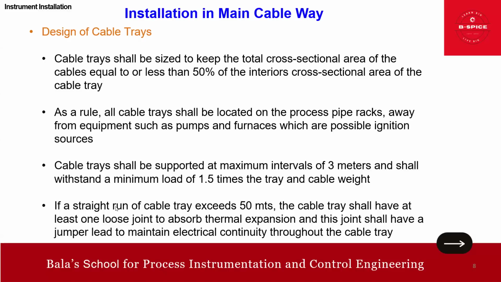And of course, if the straight run of the cable tray exceeds 50 meters, the cable tray shall have at least one loose joint. What for? To absorb thermal expansion, and this joint shall have a jumper lead to maintain the electrical continuity throughout the cable tray. You would have seen, right? See, there should be a loose joint, obviously, when it exceeds 50 meters. The main point is we should have a jumper lead between these two loose joints to maintain electrical conductivity throughout the cable tray. Okay. So this is about the cable tray.